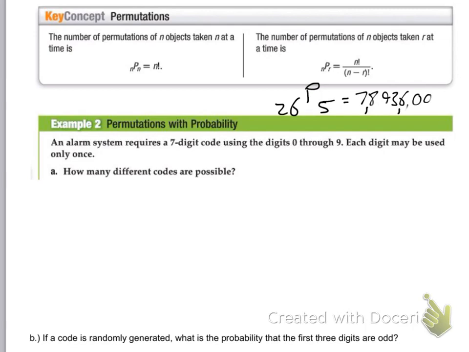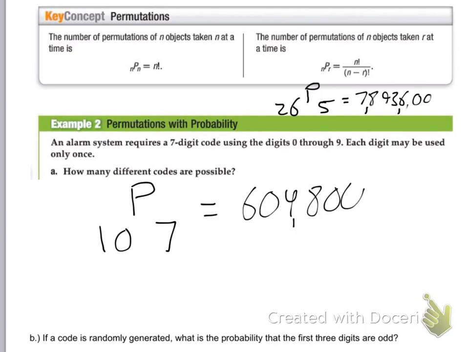So what do I have? I have 10 P, how many am I using? 7. Put it on my calculator. How many permutations, possibilities are there? It's a fairly large number. There are 604,800 different codes that use 7 digits out of 10. The 10 digits. Only using 7 of them, using each number only once.